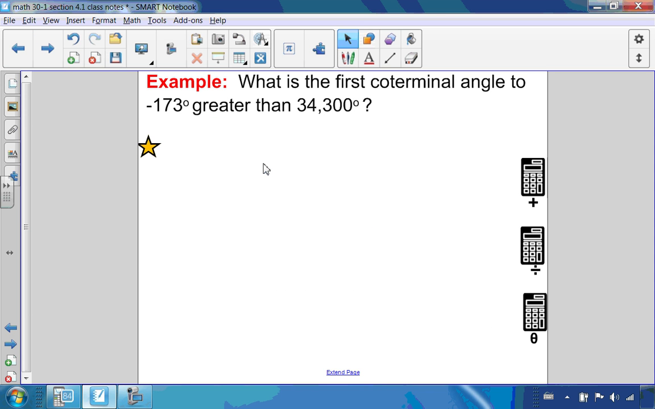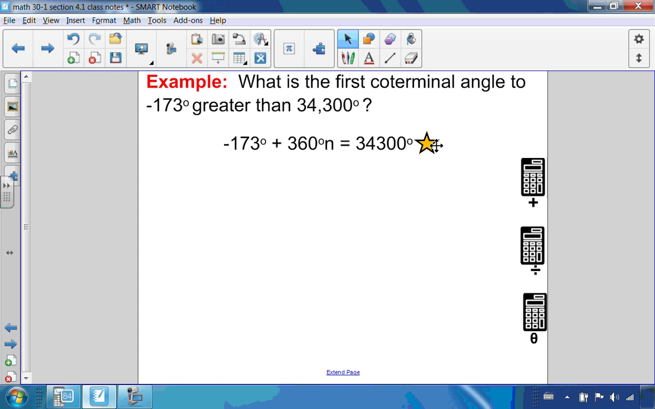Okay, in this question here, I'm asking you for the first coterminal angle to negative 173 degrees greater than 34,300. So let me just say that again. I think I tripped on my words a little. What is the first coterminal angle to negative 173 that is greater than 34,300? So I chose really big numbers so that you couldn't just keep adding on 360 until you got to the answer. But I'm going to use the same method I did in the last question.